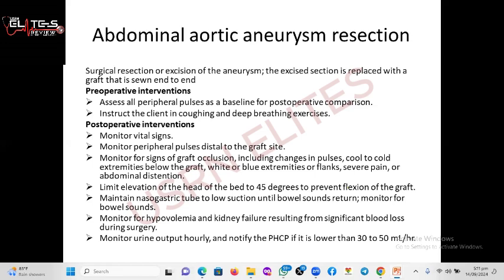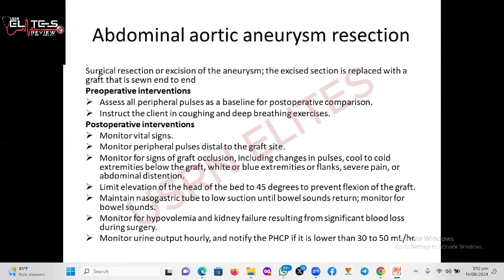And then you also have to limit elevation of the head to about 45 degrees. The thing is that you don't want to put a lot of pressure on the area, so you don't raise the head of the bed to high Fowler's position. You only raise to 45 degrees. You can only raise up to 45 degrees, just to prevent flushing of the grafts.